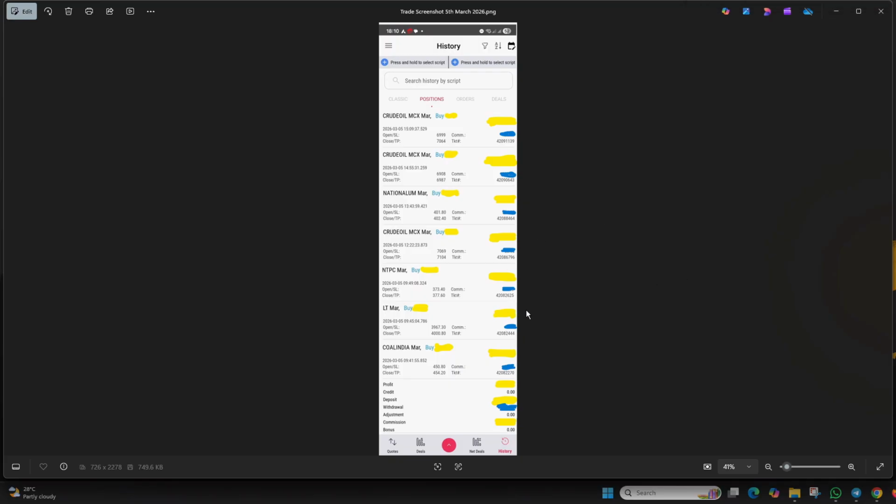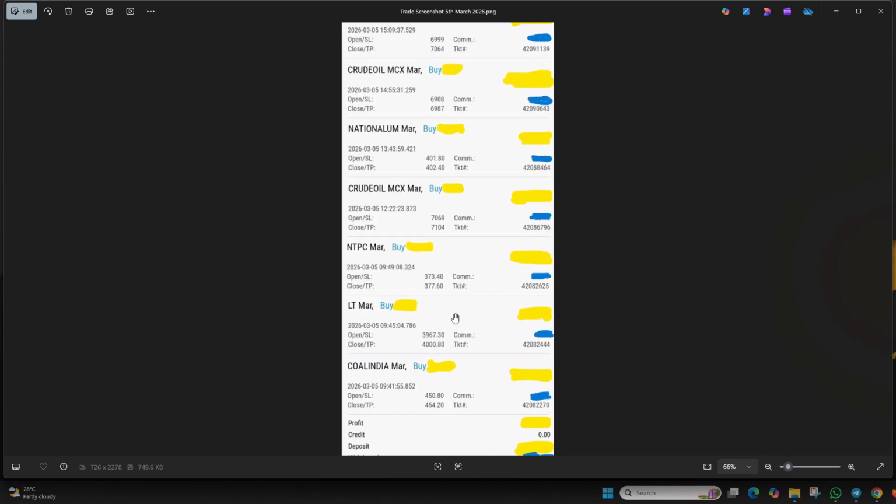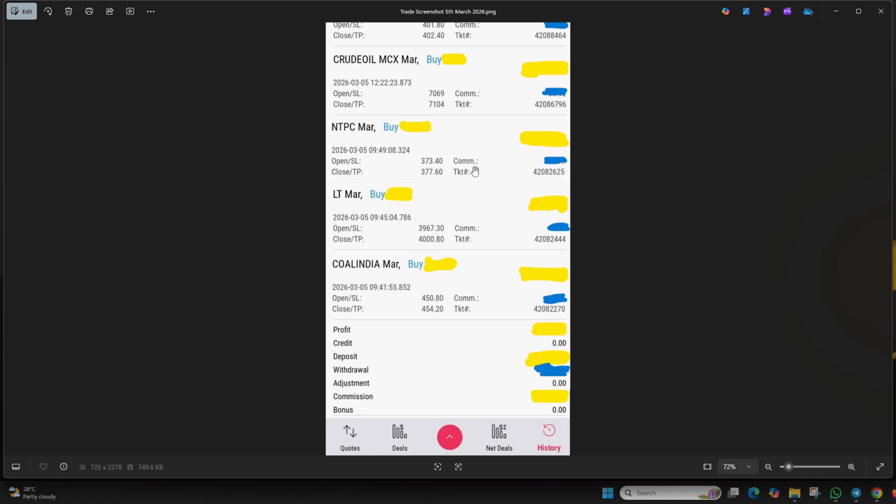So this is the screenshot that has been taken from the trading app itself. So as I said, 1, 2, 3, 4, 5, 6, 7 trades were taken. Out of 7, 3 are the crude oil trades. I'm really sorry, I will not be able to explain the technicals of the crude oil because that is not publicly available. So I will explain the rest of the 4 trades. Let me zoom in a bit so that you can see all these things more clearly.